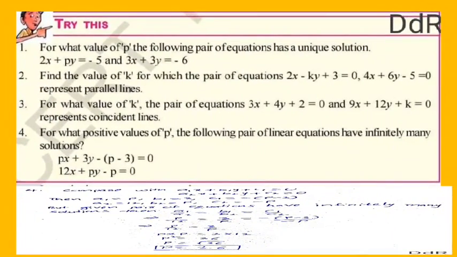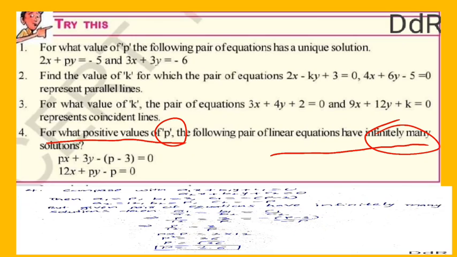Coming to the fourth problem: for what positive value of p does the following pair of linear equations have infinitely many solutions? Infinitely many solutions means the two lines coincide. So when the two lines coincide, definitely we will get infinitely many solutions. That means the third question and fourth question are the same. Now let us find the p value in the fourth question.